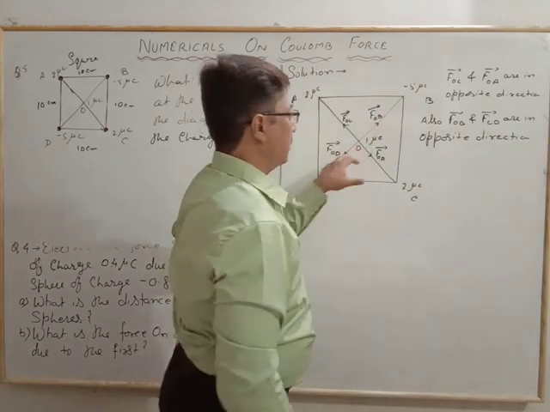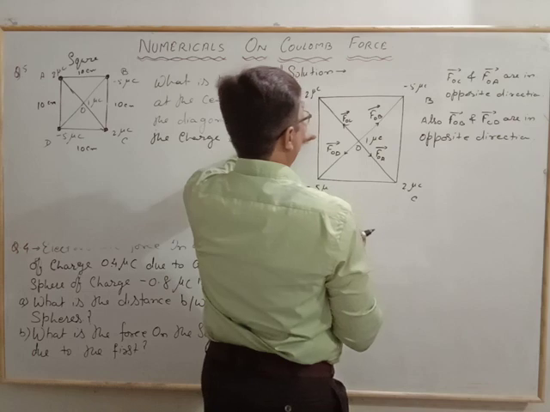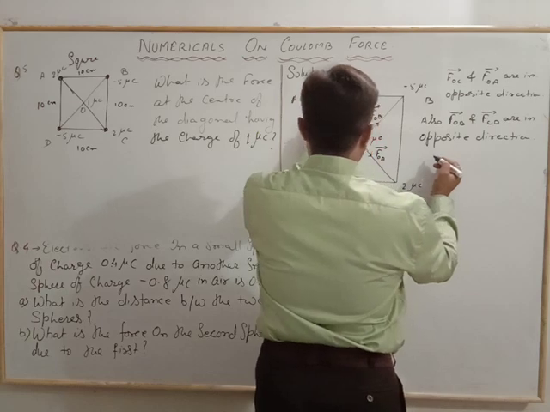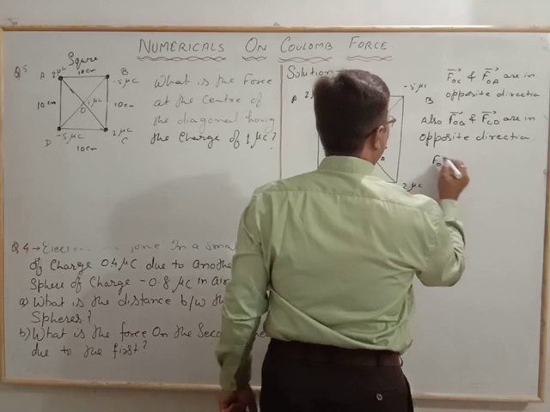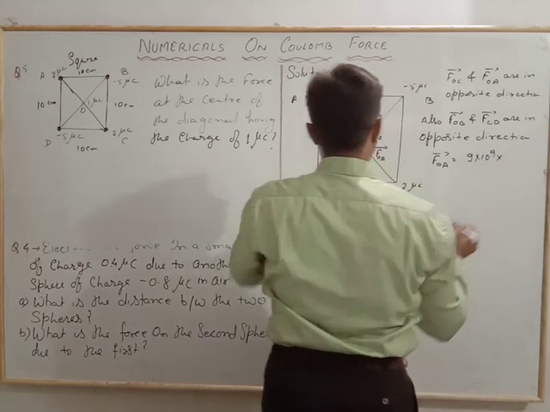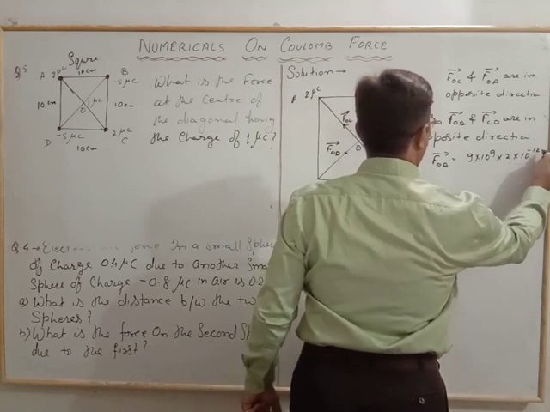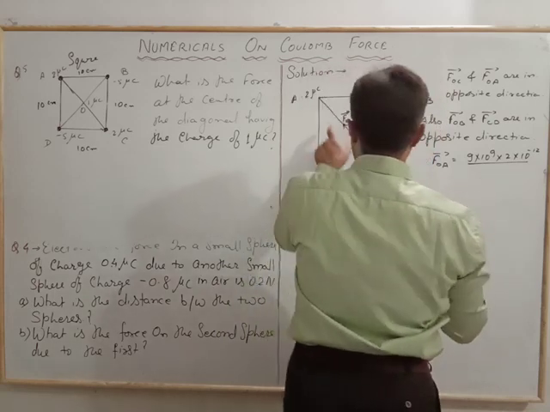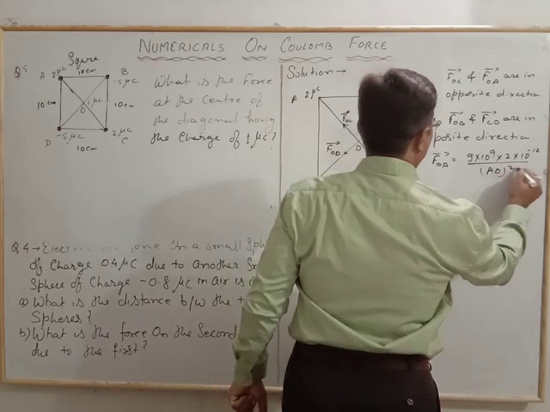So if you calculate the magnitude of this, let's suppose both A and C have 2 microcoulomb. We will calculate the magnitude of the force FOA. That is equal to 9 into 10 to the power 9, into 2 microcoulomb and 1 microcoulomb, that means 10 to the power minus 12, 6 here and 6 here, divided by the distance, that is AO, whole square.